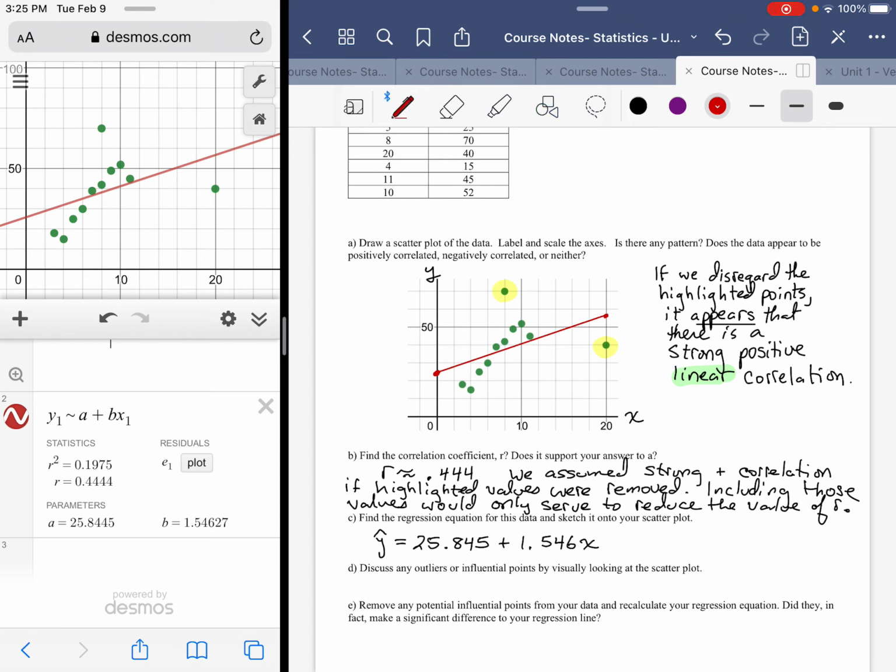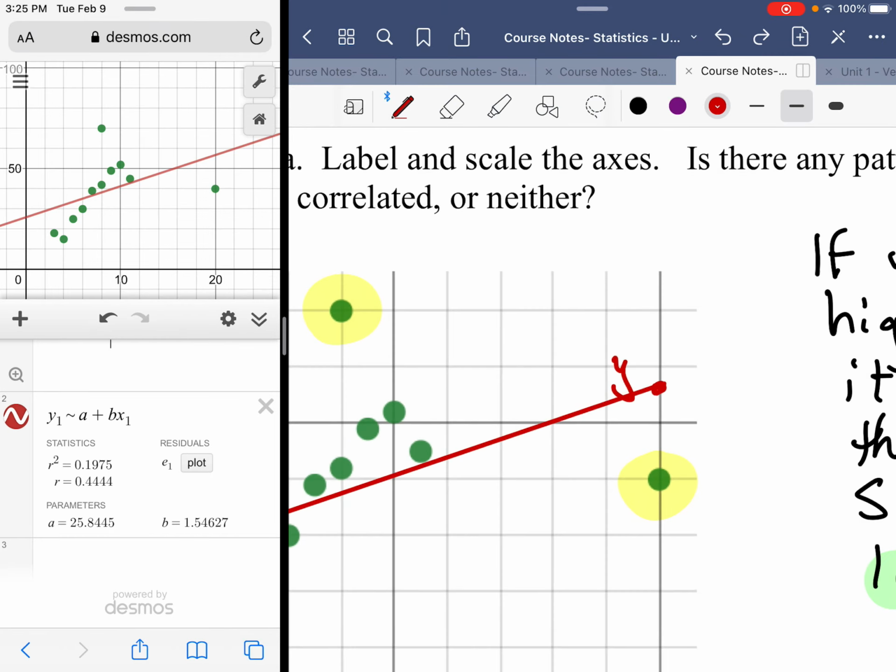All right, so this is y hat, poor quality hat. That's not going to protect anyone from the rain.